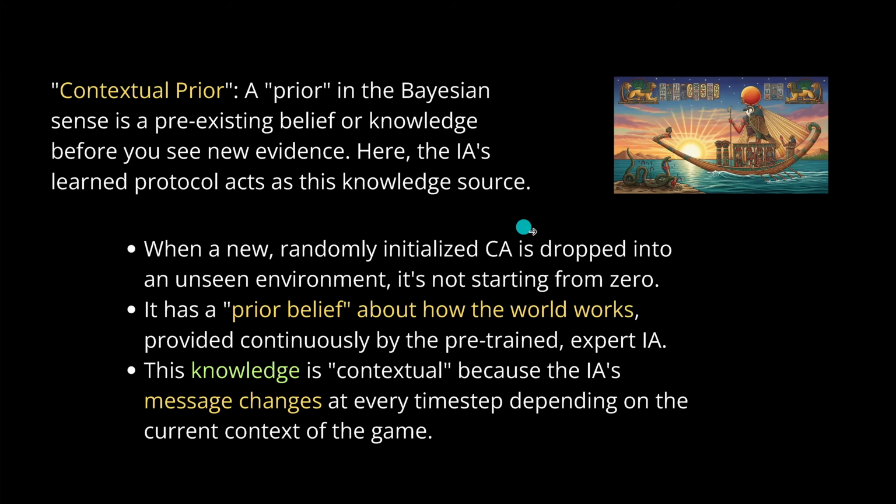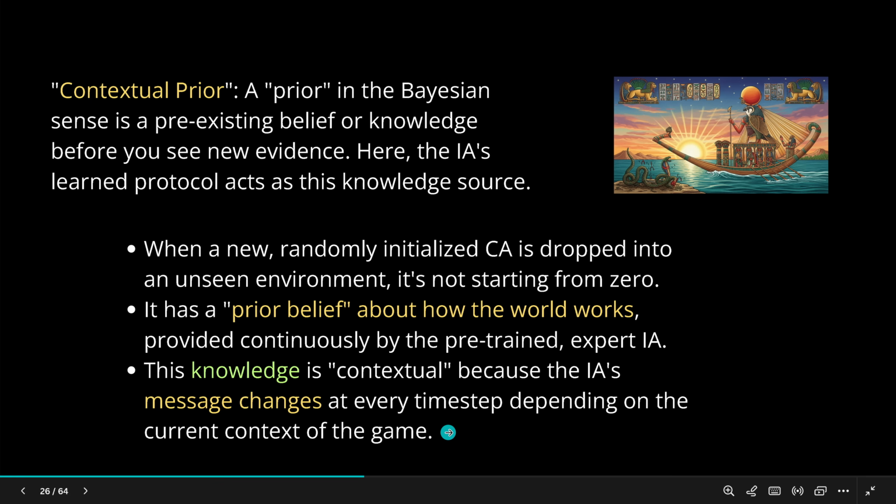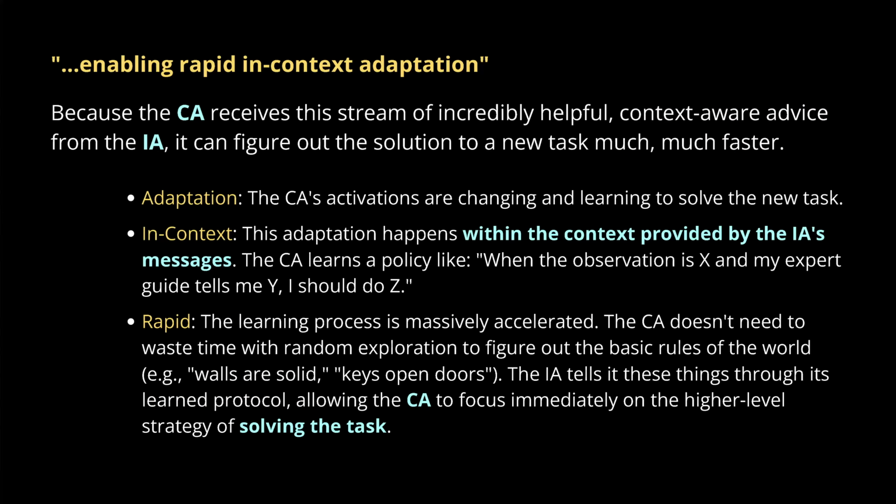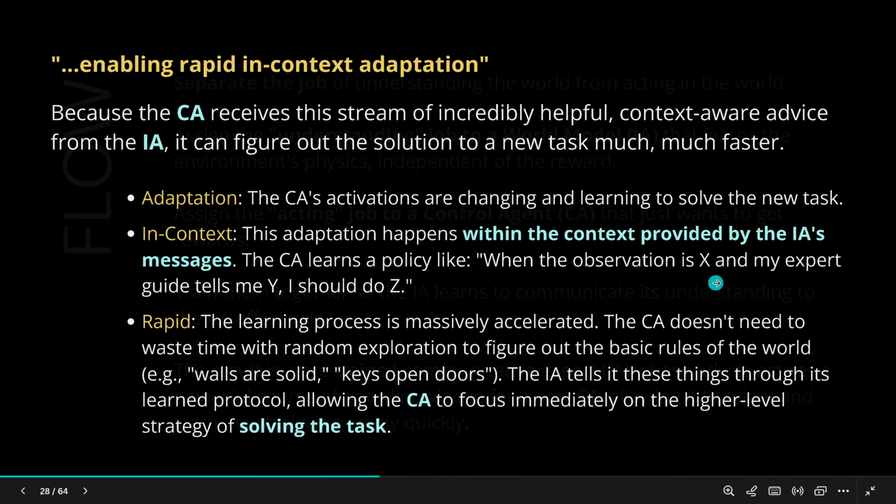Contextual prior, a short explanation of what it is: how the world works, provided continuously by the pre-trained expert information agent. And then this knowledge is, if you want, contextual, because for a particular job of the control agent, it is exactly the message that it needs at every single time step. Yes, we're in a loop, a continuous learning loop. And this is necessary and important for the current context of the game and the training where the, if you want, control agent is acting. Yeah, in-context adaptation, I think it's clear.